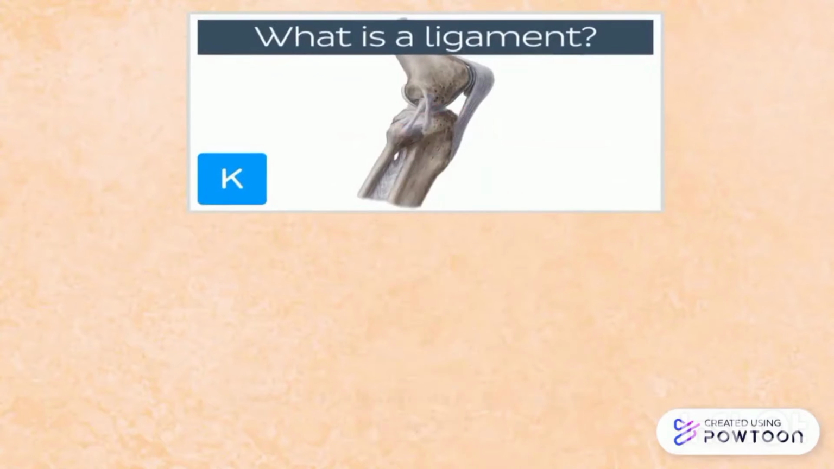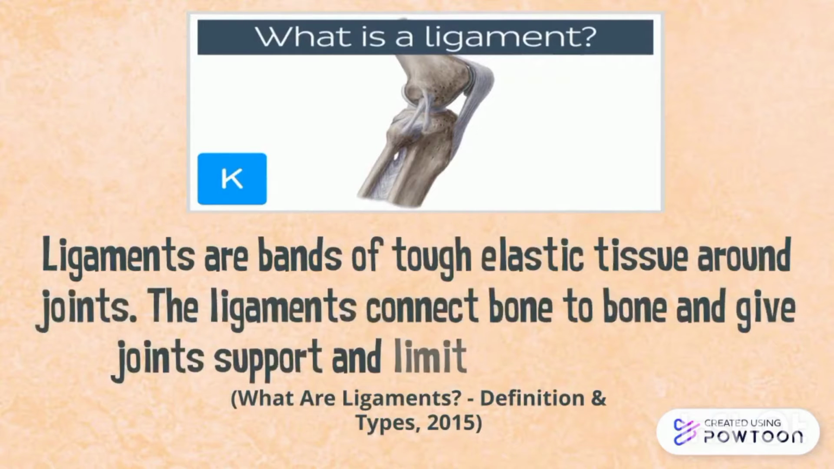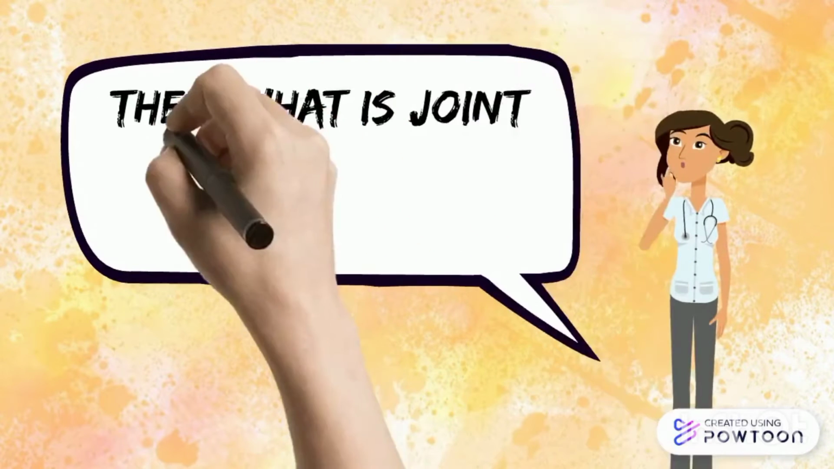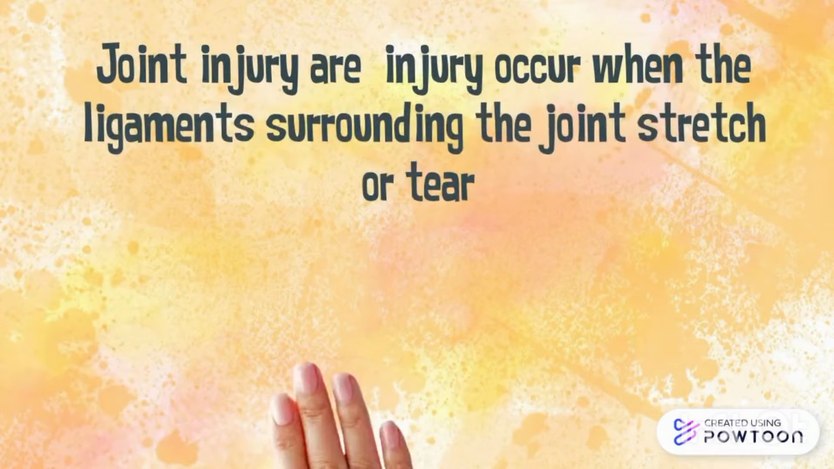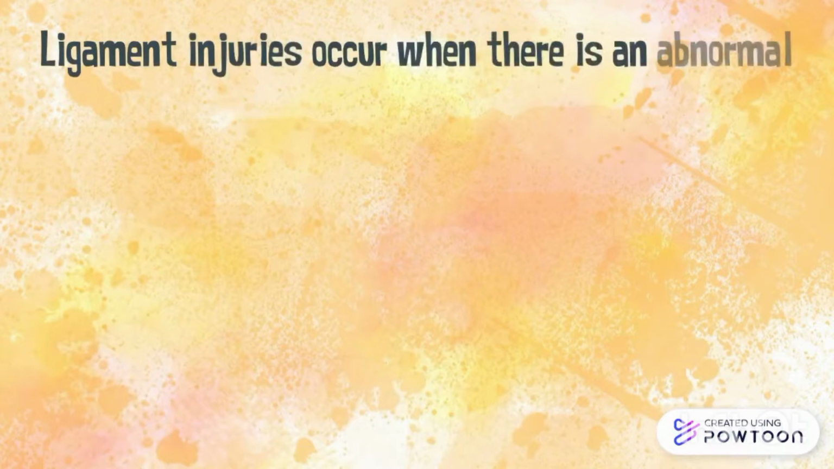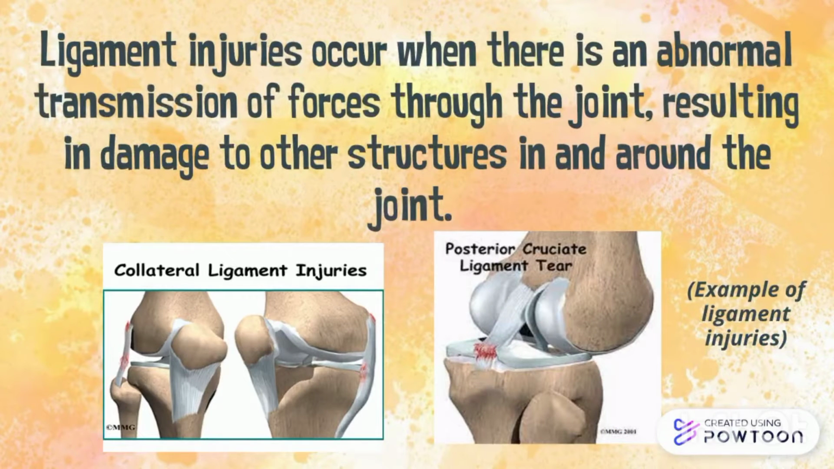What is ligament? Ligaments are bands of tough elastic tissue around joints. The ligaments connect bone to bone and give joint support and limit their movement. Then, what is joint and ligament injuries? Joint injury occurs when the ligaments surrounding the joint stretch or tear. Then, ligament injuries occur when there is an abnormal transmission of forces through the joint, resulting in damage to other structures in and around the joint.